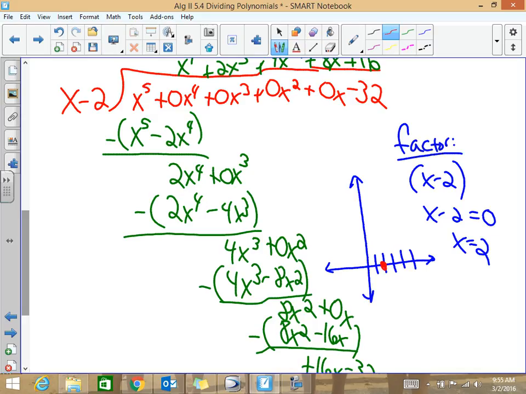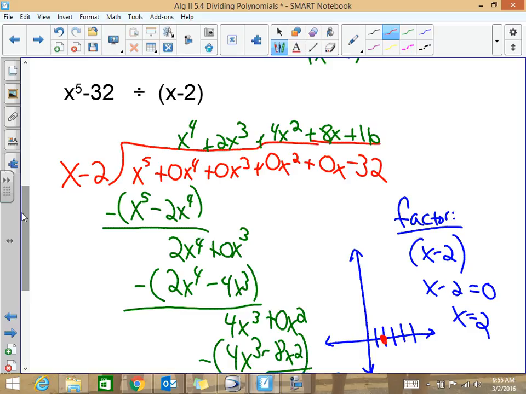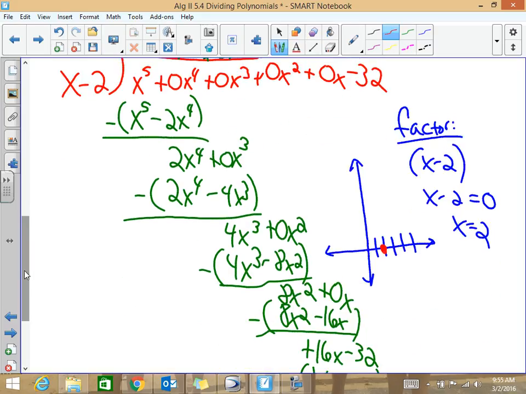What about the end behavior of this function? X to the 5th, what's the end behavior look like? Down, up. So even just from this one equation, we can sketch a rough graph. It may look different in the middle, but we know it's crossing at 2 because it's a factor and a root, and we know it's going down, up on the ends. Isn't that fascinating? Okay. All right, so this is long division.